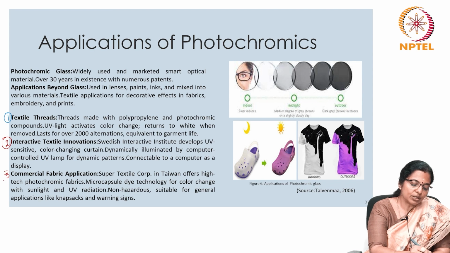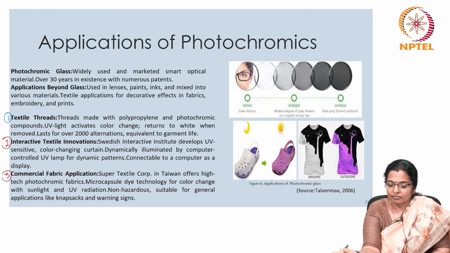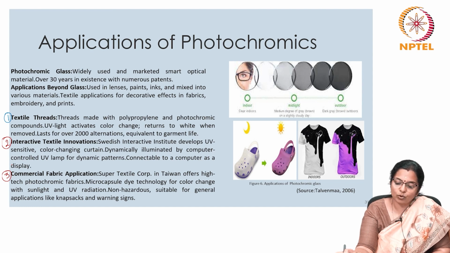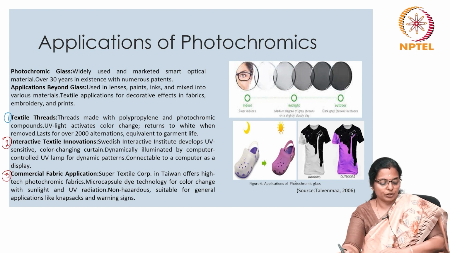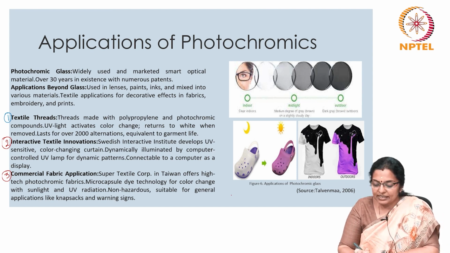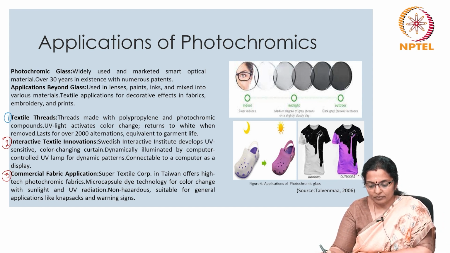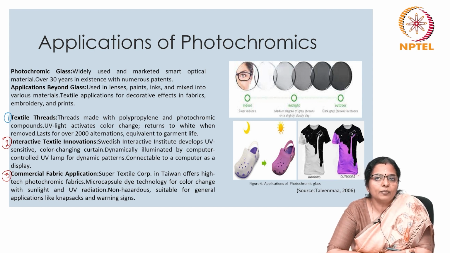Third is commercial fabric application. So, Super Textile Corporation in Taiwan offers high-tech photochromic fabrics, microcapsule dye technology for color change with sunlight and UV radiation. This is non-hazardous and suitable for general applications like knapsacks and warning signs. So, the photochromics extend beyond just applying it superficially on glass, and over the years it has found many uses.